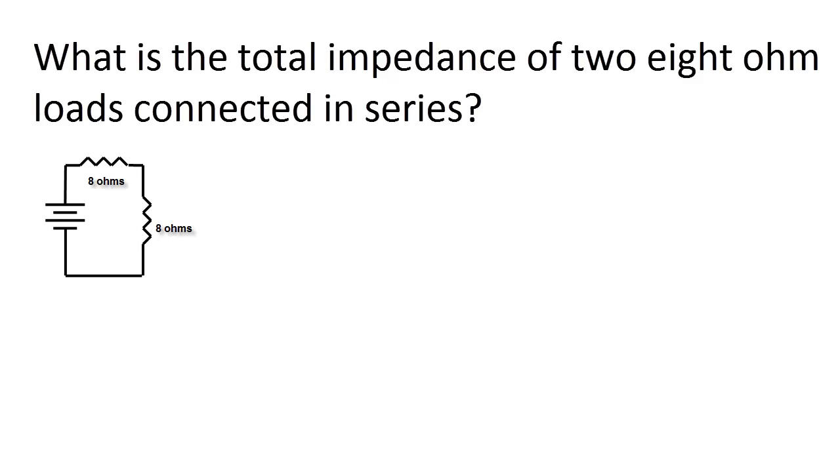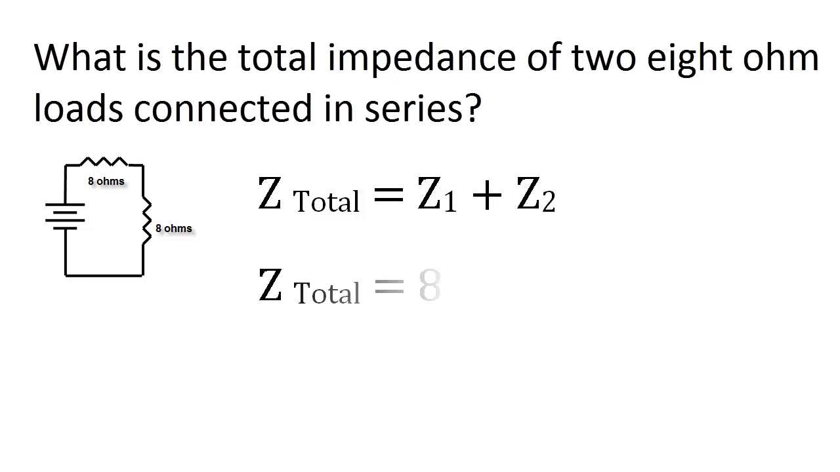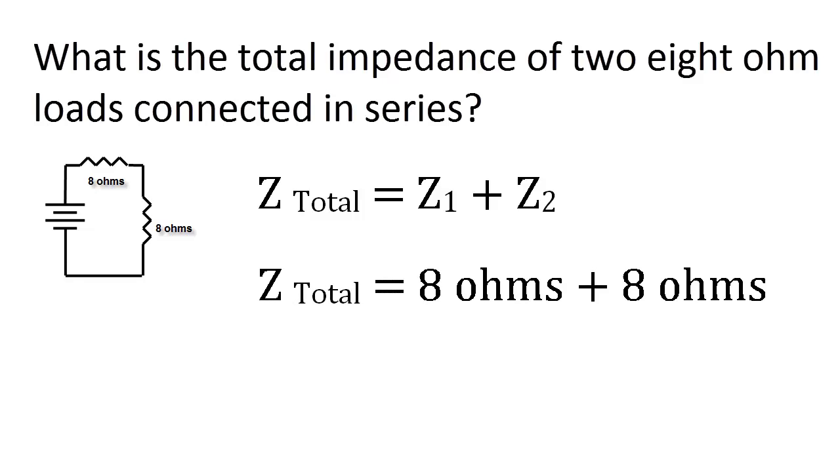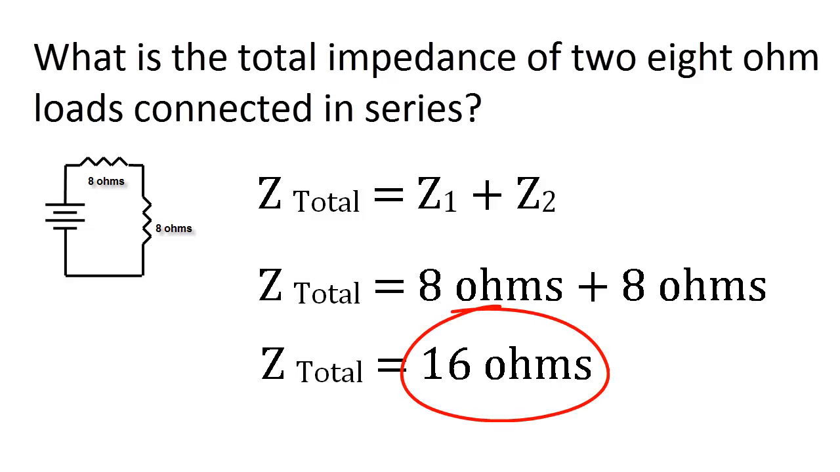To calculate the total impedance of a series circuit, you just add up the impedance of each resistor in the circuit. For this problem, I will add 8 ohms plus 8 ohms for a total impedance of 16 ohms. I know this answer is correct because the total impedance is greater than either of the individual impedances. In a series circuit, the greater the number of resistors, the greater the overall impedance.